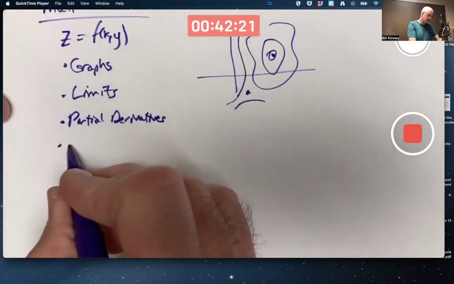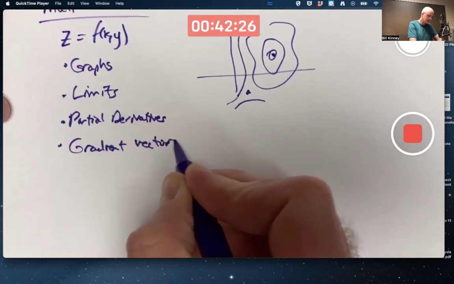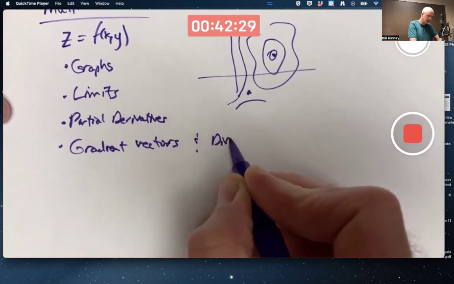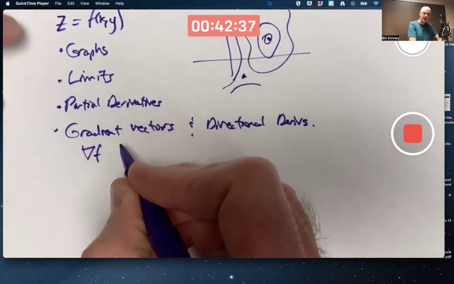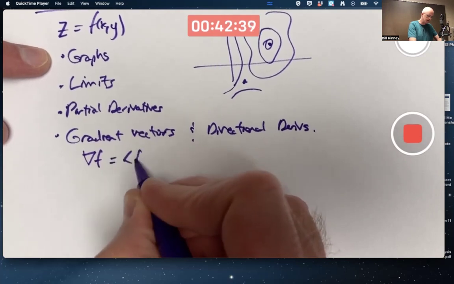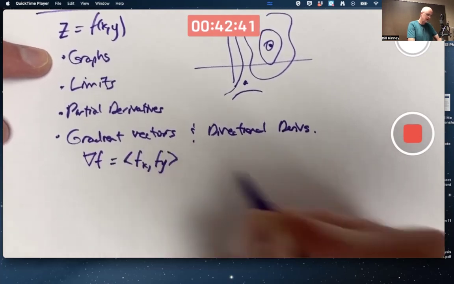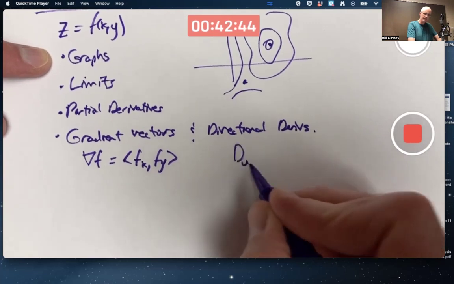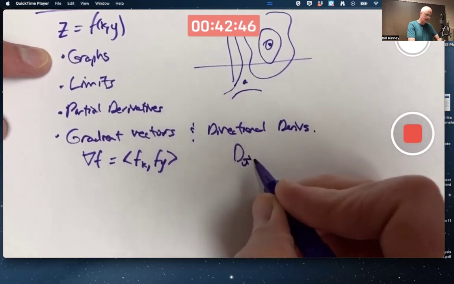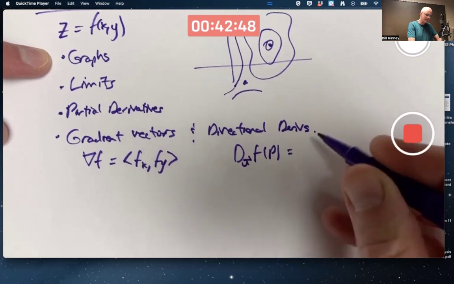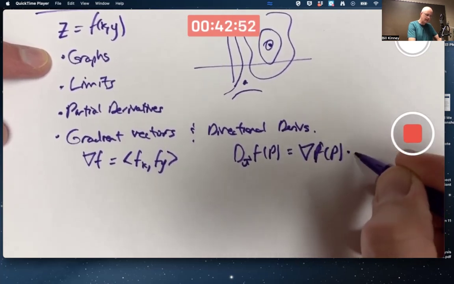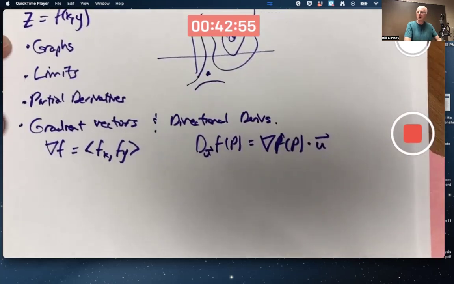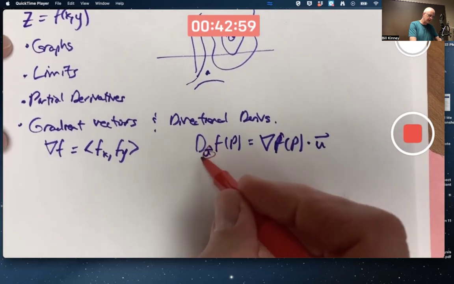there were directional derivatives, gradient vectors, and directional derivatives. Gradient vector of such a function like this would be a two-dimensional vector of partial derivatives. And a directional derivative of a function at a point is the gradient vector of the function at the point dotted with whatever unit vector you happen to be looking in the direction of. u must be a unit vector.